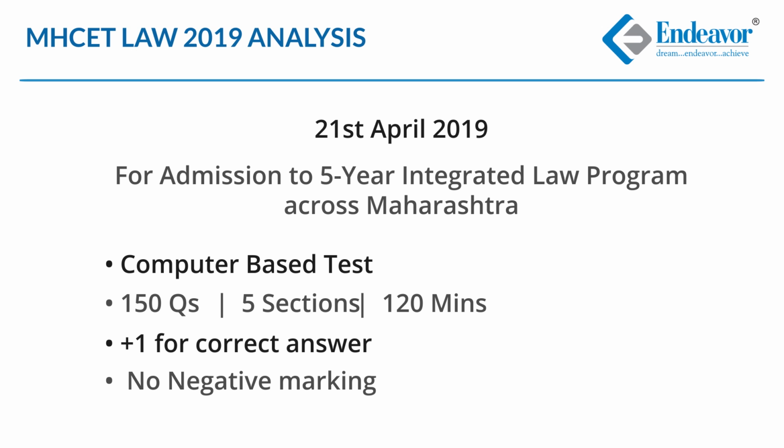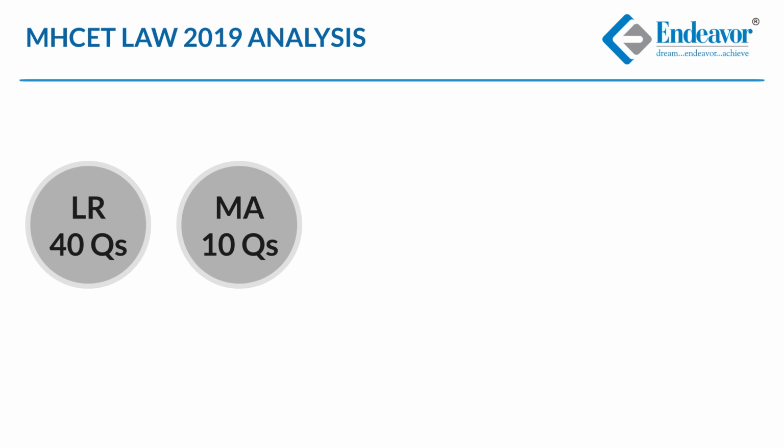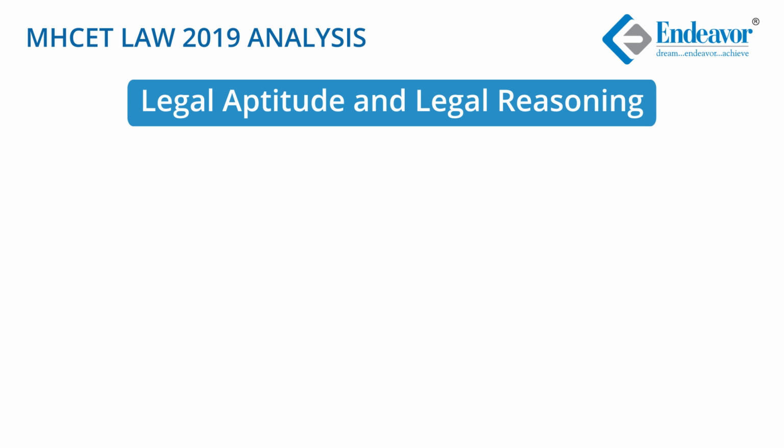MHCET entrance exam is divided into 5 sections. Logical reasoning containing 40 questions, basic maths 10 questions, legal reasoning 40 questions, general knowledge 30 questions, and verbal ability and reading comprehension 30 questions. Moving on to sectional analysis.